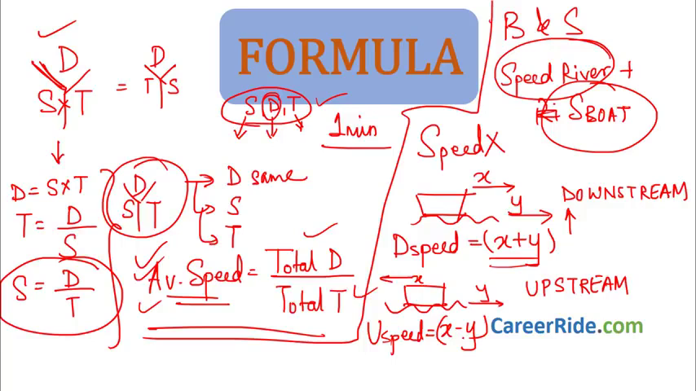Now why minus? We know when we are swimming in a river and when we swim in the opposite direction of the river, we will go very, very slow. Since we are going slow, we subtract, right? The speed is actually decreasing. That is the reason for upstream speed to be x minus y.